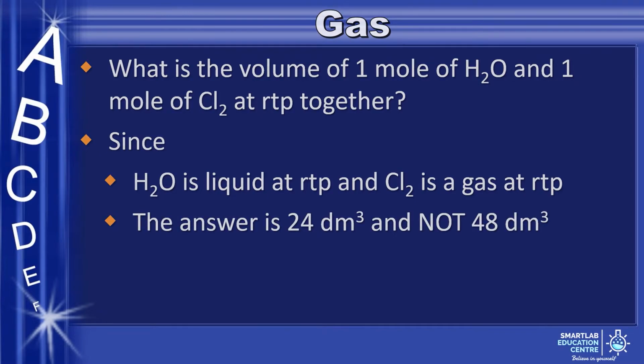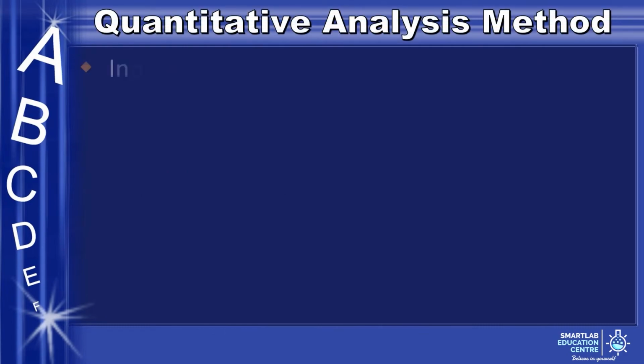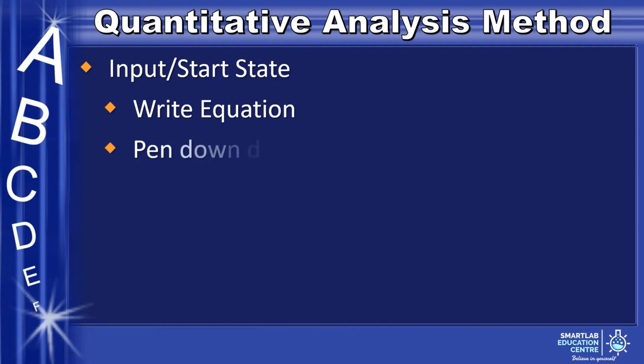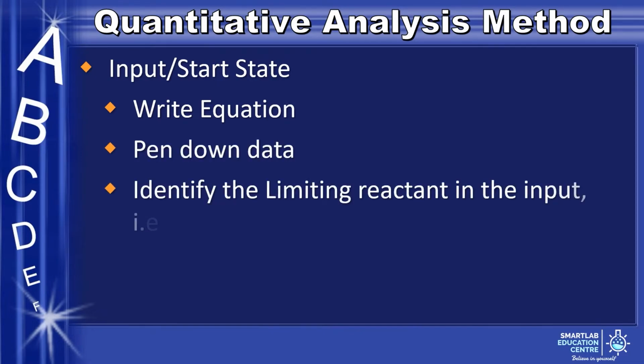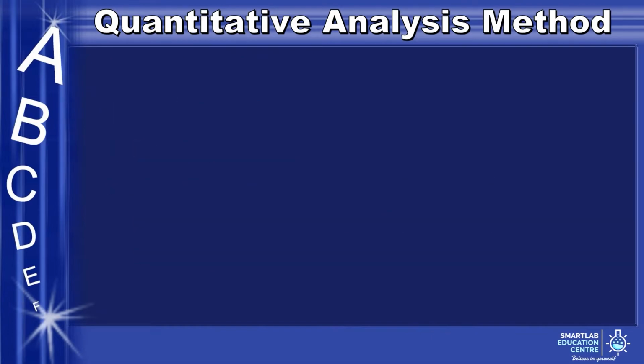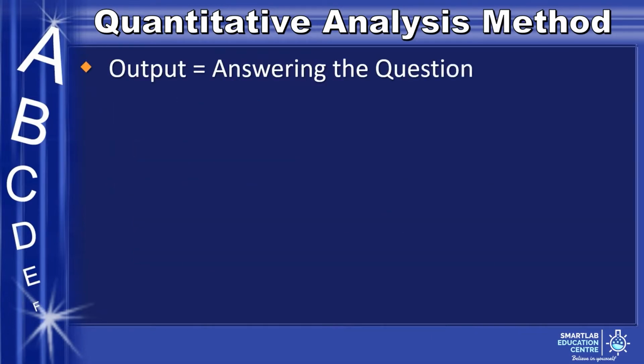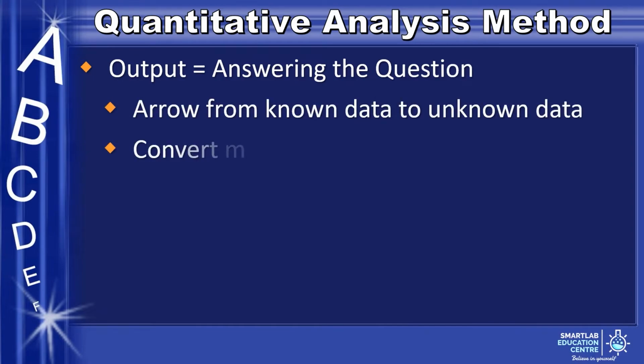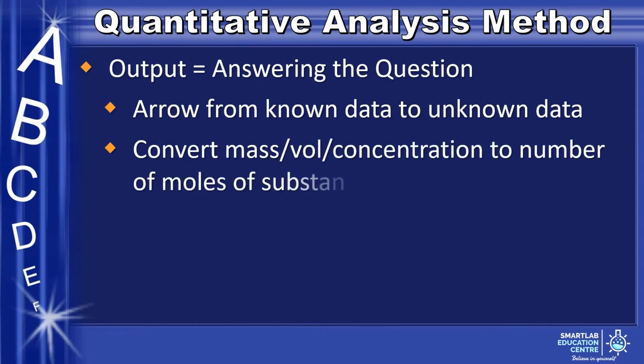Let's look at the quantitative analysis method. We first look at the input, where we write the equation we are provided, pen down the data and identify the limiting reactant in the input. We then look at the output which would lead to the answer. We arrow from known data to the unknown data. We convert mass, volume, or concentration to number of moles of substances. With the known number of moles of a substance, we then convert it to mass.